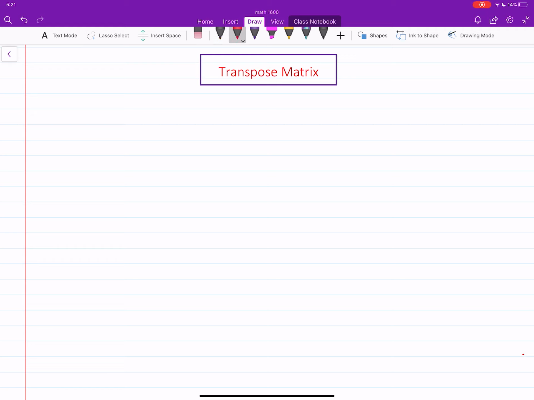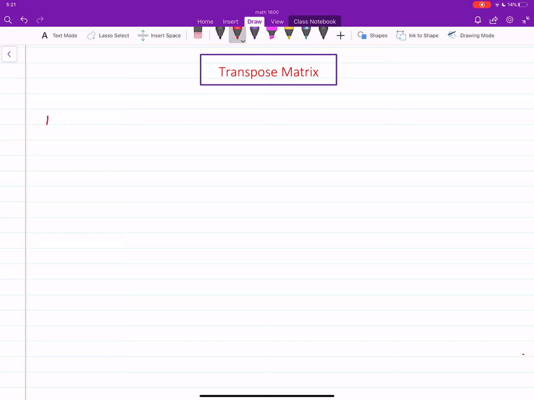Hi, in this video we will learn what the transpose of a matrix is, what the properties of the transpose are, and we will introduce a class of matrices called symmetric matrices.